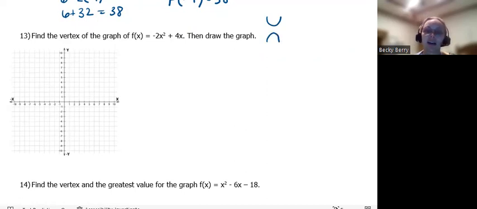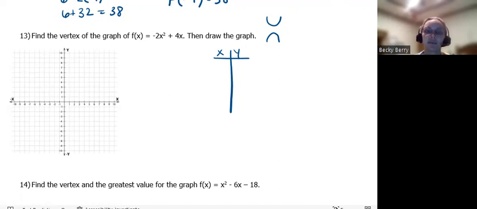The best way to find these is just to make an XY chart. Remember to choose some positive values, some negative values, and don't choose them too far apart. We have a grid that only goes to 10 and negative 10, so don't choose anything bigger than that.